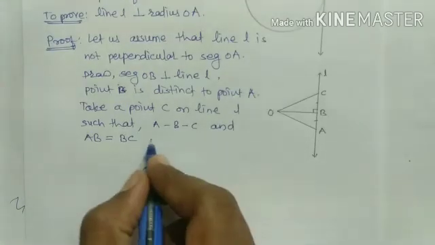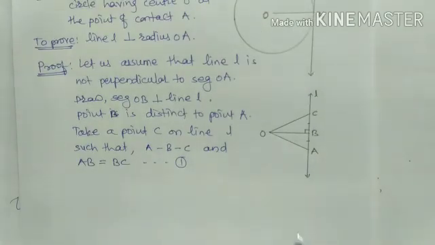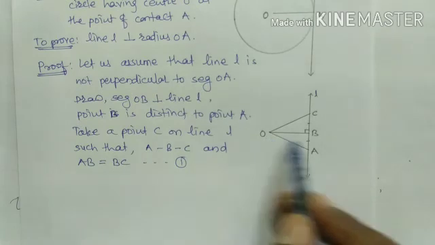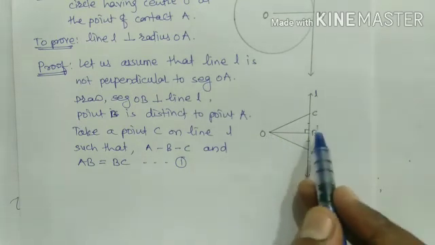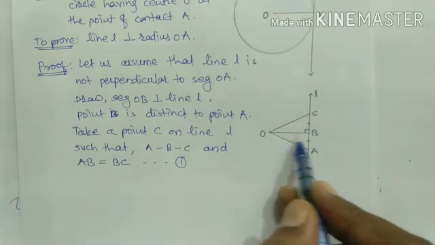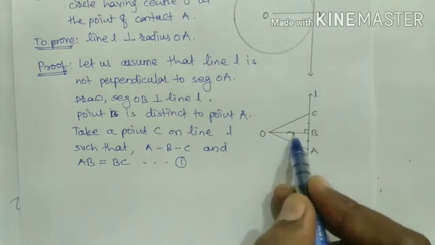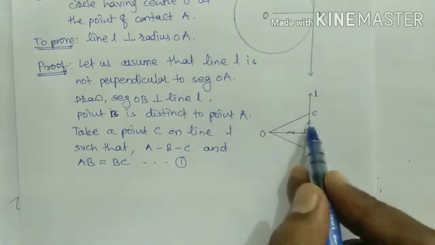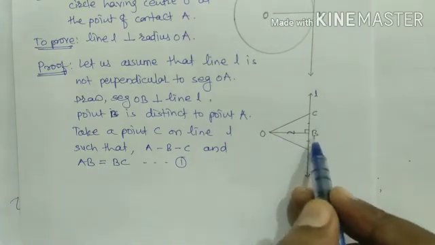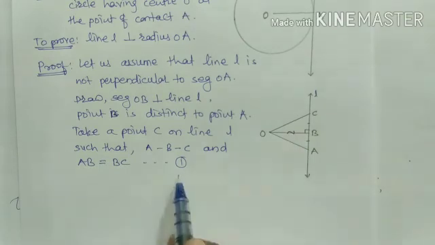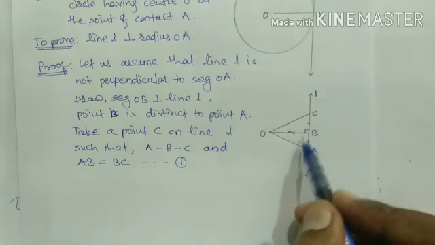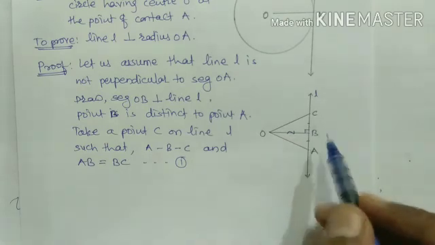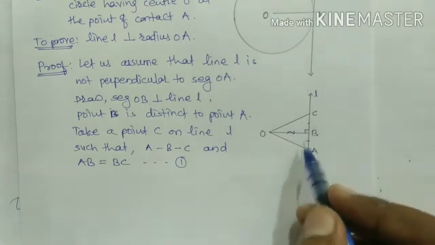See, here number 1. Now here two triangles are formed. Which two triangles? Triangle OBA and triangle OBC. In these two triangles, side OB is congruent to side OB, because it is a common side. Then angle OBA is congruent to angle OBC, each 90 degrees. Then side AB is congruent to side BC from 1. Therefore, these two triangles are congruent by SAS test.